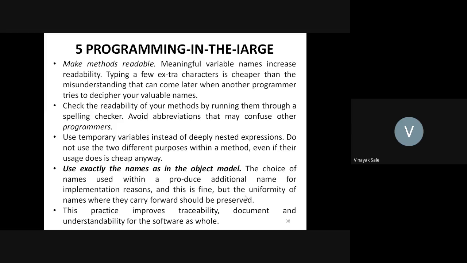Use exactly the same names as in the object model. The choice of names used within a procedure may include additional names for implementation reasons, and this is fine, but the uniformity of names where they carry forward should be preserved. This practice improves the traceability, documentation and understandability of the software as a whole.